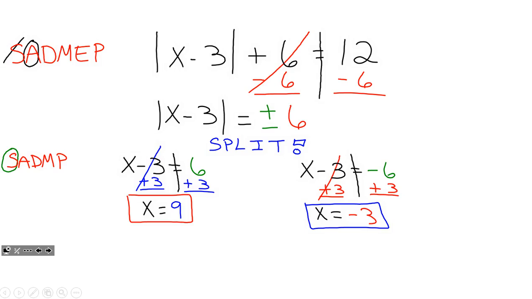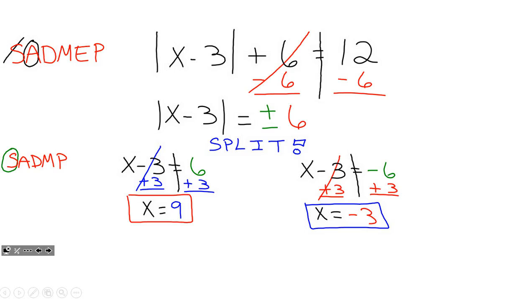And now we have to split them up into two separate equations. But notice the only thing that changed was I have equals positive 6 on one equation and I have equals negative 6 on the other equation. You may also notice that I got rid of the absolute value bars because you don't really need them once you've isolated it and you've split it into your two separate equations.